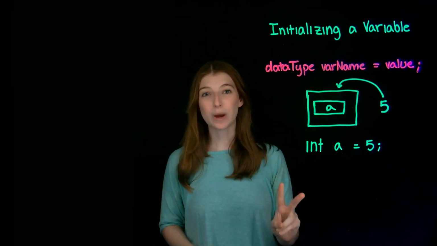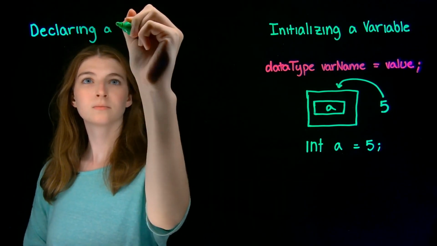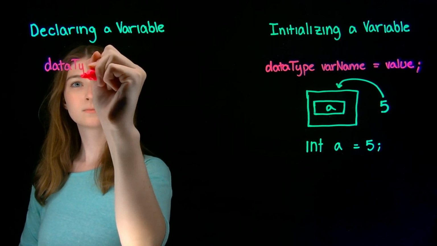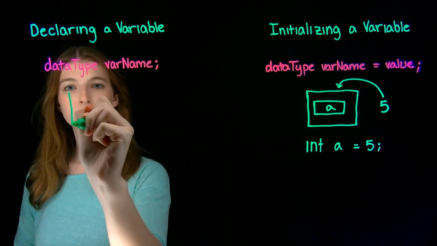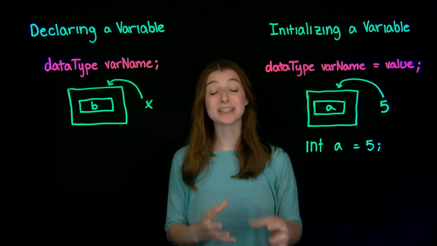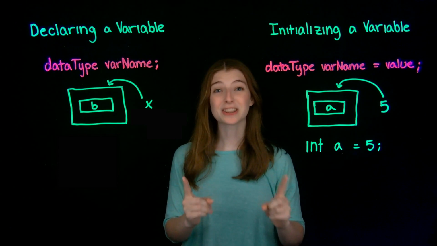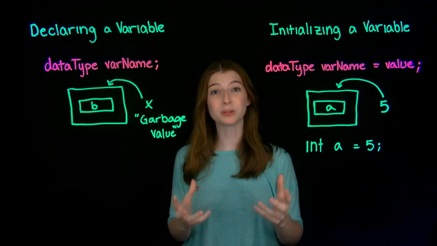There's a second way of creating a variable. It's called declaring a variable. That's taking the data type and the variable name, but ending it with the semicolon. That's because we're creating the box with our label on the front, but we are not putting any value inside of the box yet. In fact, the computer just assigns it a random value. We call this a garbage value.